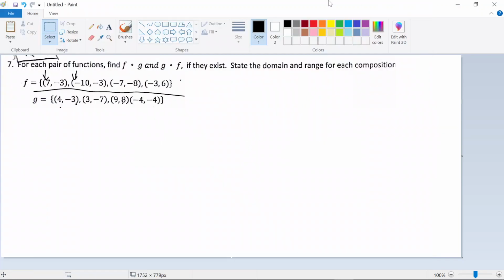How to find F composite G and G composite F when ordered pairs are given. That's what these are, ordered pairs. They're X and Y values. Well, here's how you find the composites, F composite G, G composite F.